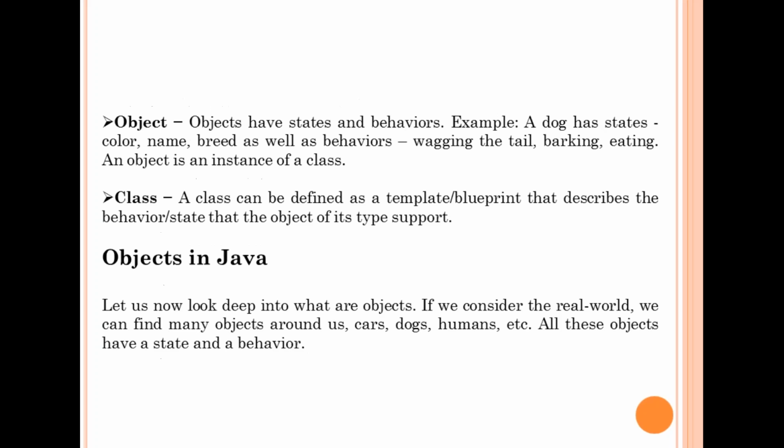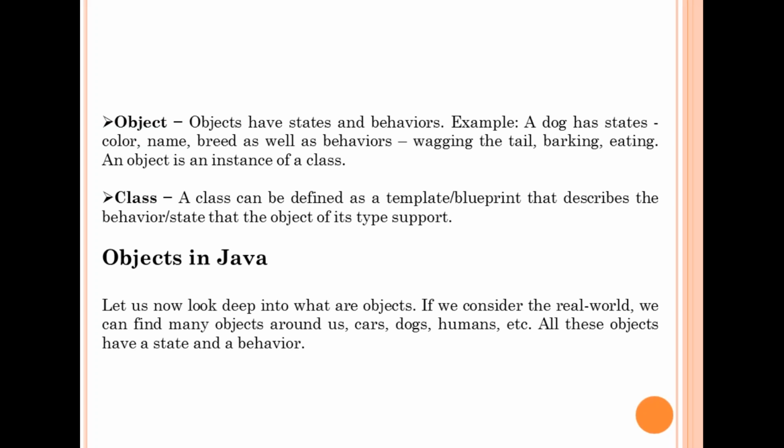Let's start with the object. Objects have states and behaviors. For example, a dog has states: color, name, breed, as well as behaviors: wagging the tail, barking, eating. An object is an instance of a class. A class can be defined as a template or blueprint that describes the behavior or state that the object of its type supports.